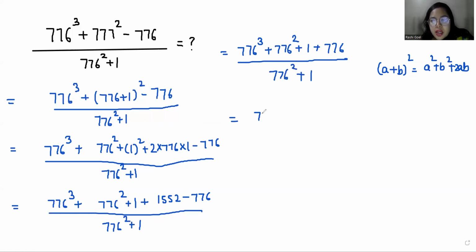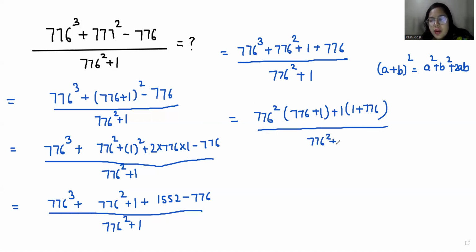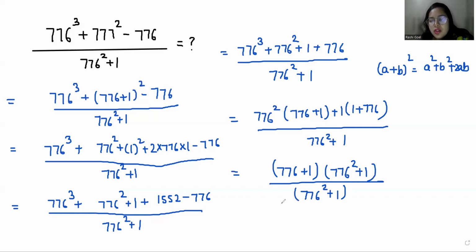From the first two terms, I can take 776 square as common. So 776 plus 1, plus 1 as common. So 1 plus 776 by 776 square plus 1. If I take 776 plus 1 as common, so 776 square plus 1 by 776 square plus 1. So we can cancel this out from numerator and denominator. So what is left? 776 plus 1, which is equal to 777.